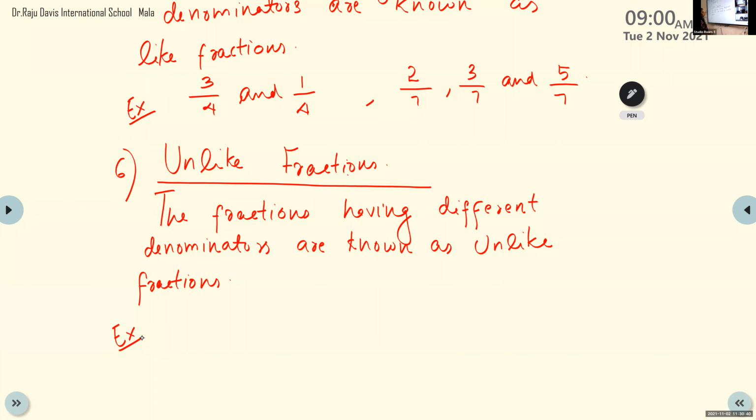Example: you write any fractions, with different denominators and different numerators. For any type of fraction, make sure that the denominators are different, only that. Now, sometimes numerators can be the same, right? Then also it will be unlike if the denominators are different. Look only at the denominator, don't look at the numerators.